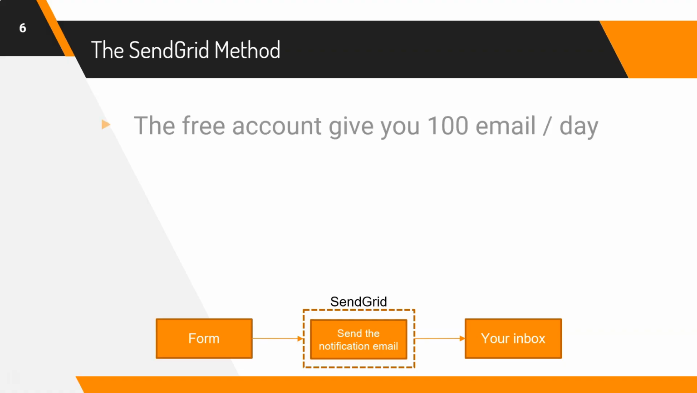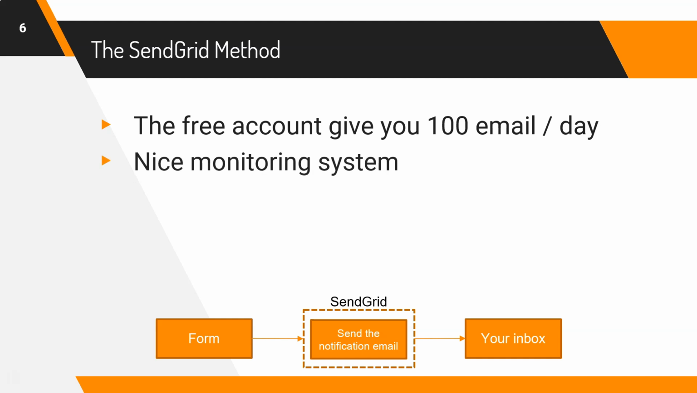So let's look at the SendGrid method. The SendGrid method gives you a free account with which you can send 100 emails per day. So if you think that on your website you will have 100 people per day who will try to send you an email and contact you, this could be a way to go. It's a nice monitoring system, which I will show you a bit later. It's nice because you can see what's happening and the trace of what your email is doing, and how emails are sent, received, bounced, and that kind of stuff.